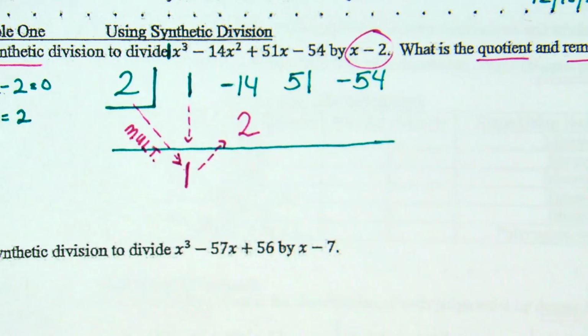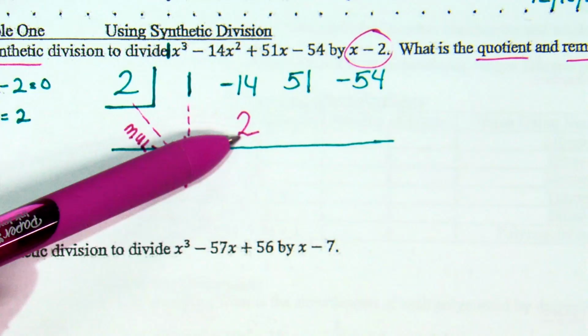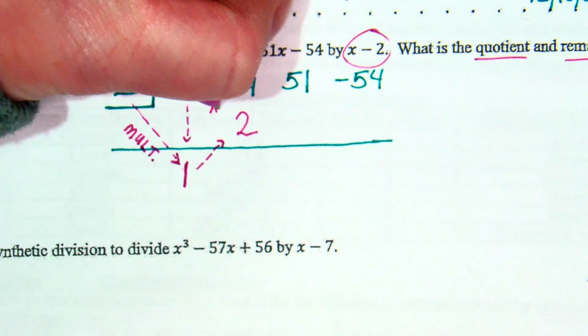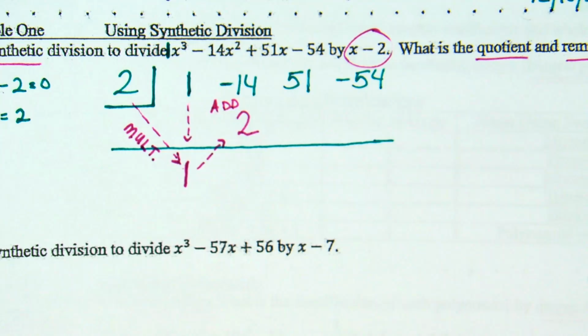You can't zone out for a moment. You'll be lost. Don't zone out, okay? So, I dropped my 1. I did 2 times 1 and got 2. Yes? Then I'm going to add. So we're going to add our column. So I'm adding negative 14 plus 2, which is negative 12.